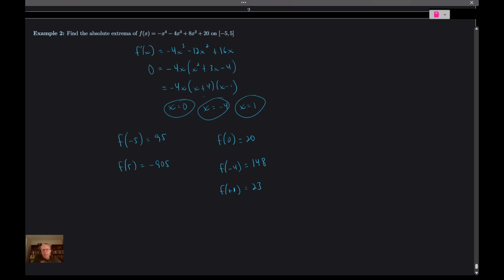All right, so now the biggest number among these is going to be f of negative 4, and the smallest number is going to be f of 5. So there is our absolute minimum, and here is our absolute maximum. And that's all there is to it. You just take the derivative, set it equal to 0, find the critical numbers, and then plug those critical numbers and the endpoints of the interval back into the function, and then see which is the smallest and the largest. So fairly straightforward.